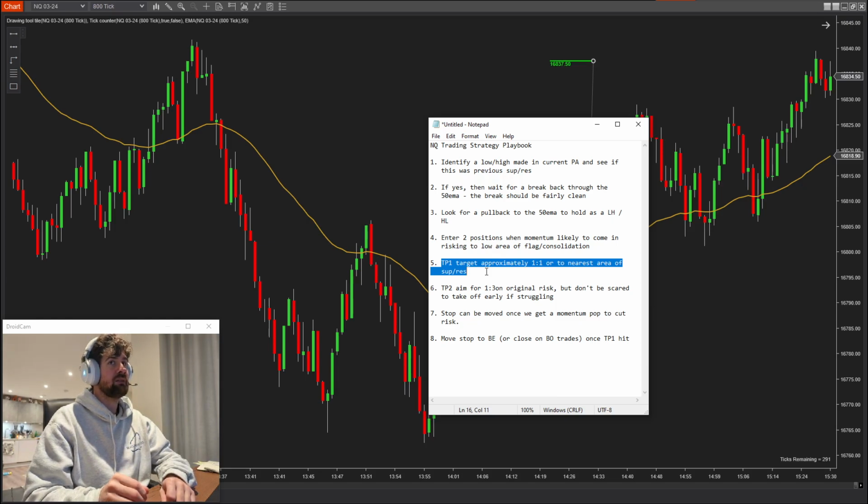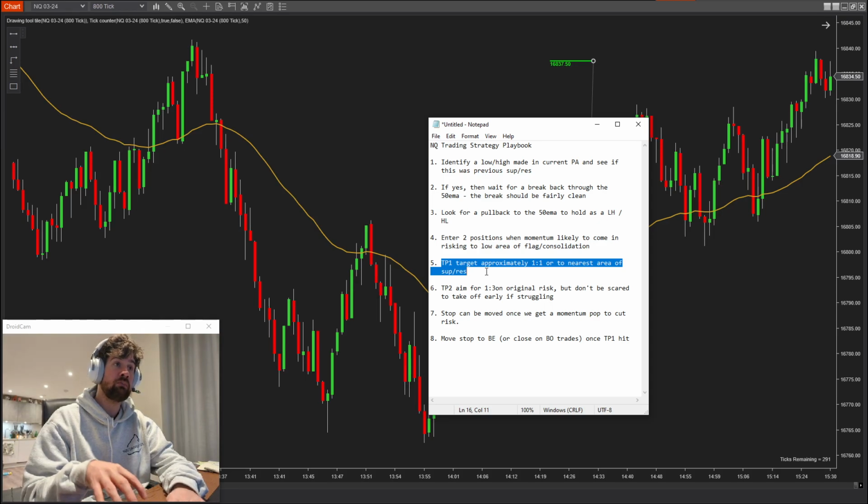I wouldn't begin cutting it for like 5 points unless you're in a really slow, choppy market that isn't really going anywhere, and you end up saying, I'm just going to lock in some profit because I don't trust the momentum is really there at the moment. That's fine. But for the most part, you're aiming for around about 1-to-1.